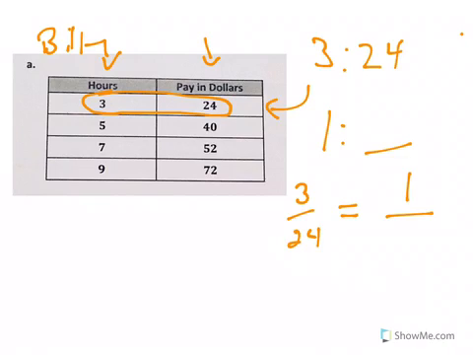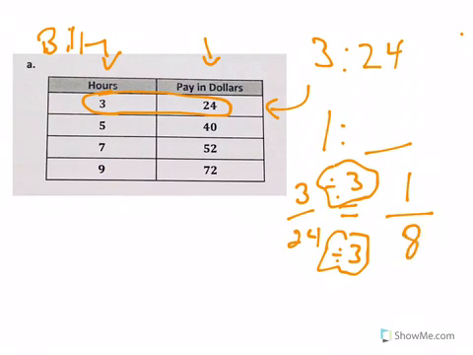1 to what? Well, to get from 3 to 1, I know I'm getting smaller, right? So I have to divide by a magic number. 3 divided by what is 1? 3, right? 3 divided by 3 is 1. So if I do the same thing to the denominator, 24 divided by 3, I'm going to get 8. So the original ratio, or the value of the ratio, we could say, is 1 to 8, or 1/8.